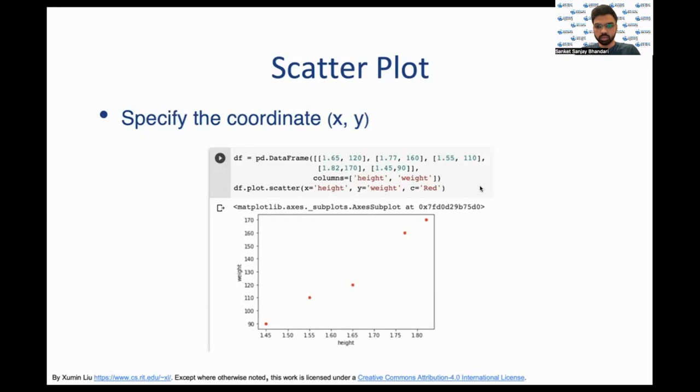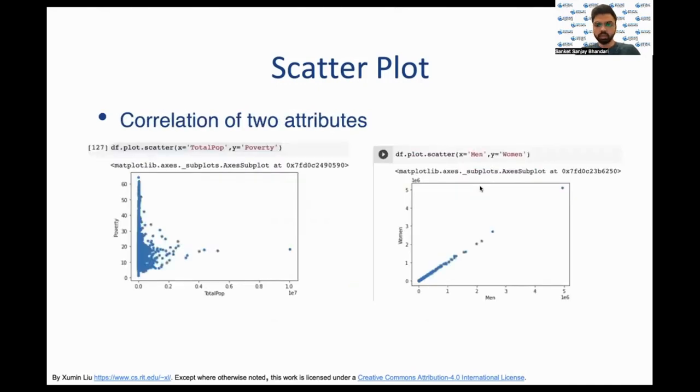The figure shows a basic scatterplot of a data set where each data record contains the height and weight of a person. From the plot, we can see the two attributes roughly form a linear relationship, indicating the correlation between them. Here, the left plot suggests that there is no obvious correlation between total pop and poverty. The right plot suggests a clear correlation between men and women. Census data set is used in the slide.